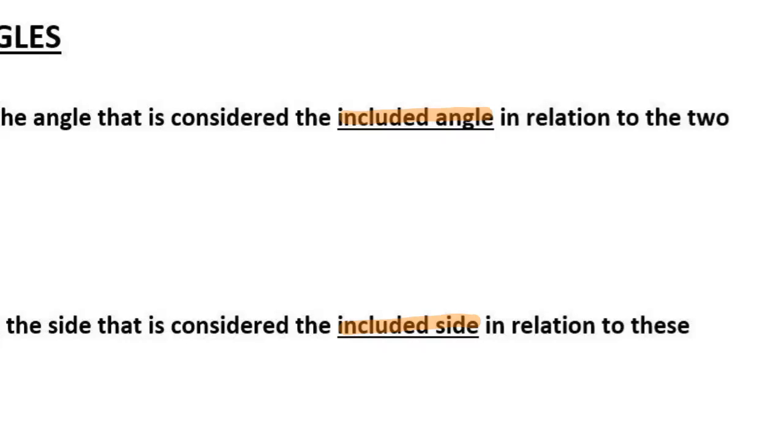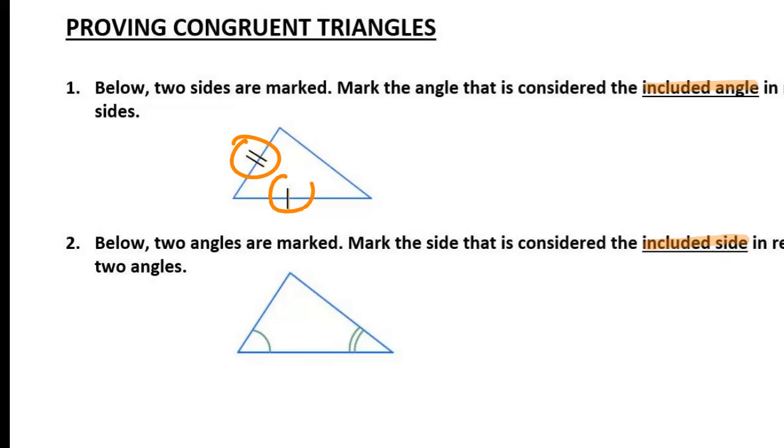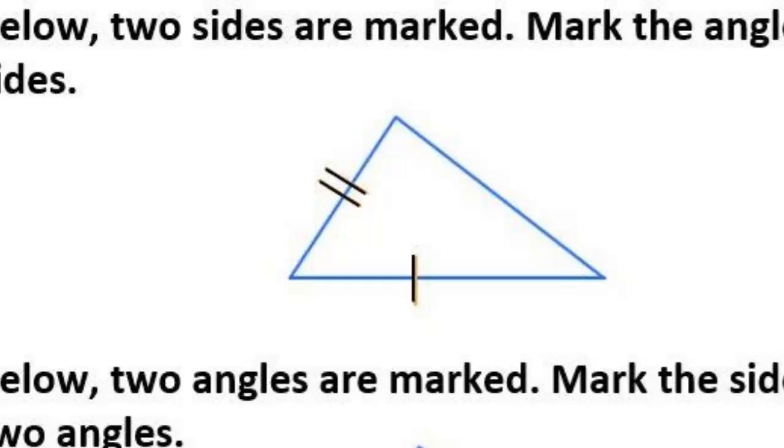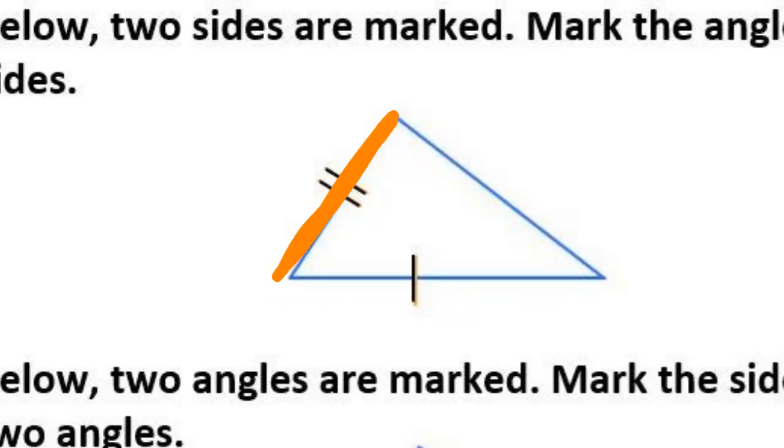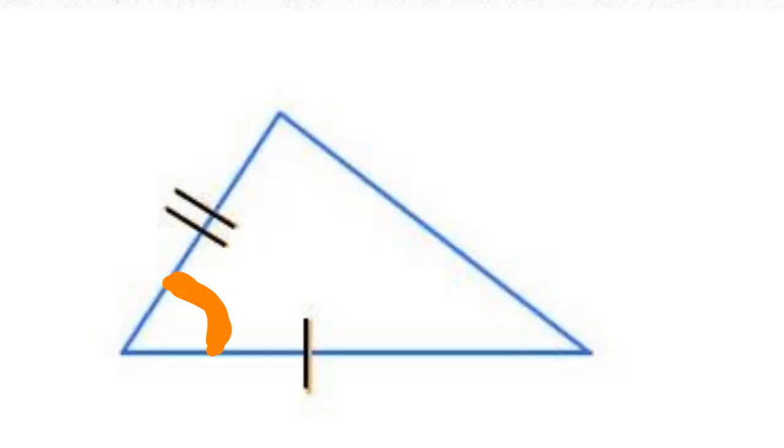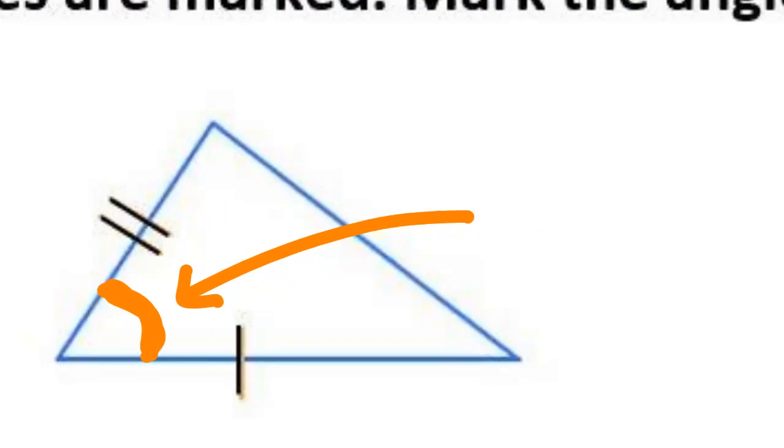On number 1 up here, two sides are marked. These two sides are marked. The angle that is considered the included angle in relation to the two sides is the angle that is between the two sides. It's the angle that is formed by the two sides coming together. So this side is here, this side is here. This is the angle where they meet. That is the included angle. The angle where the two sides touch each other is what we call the included angle.